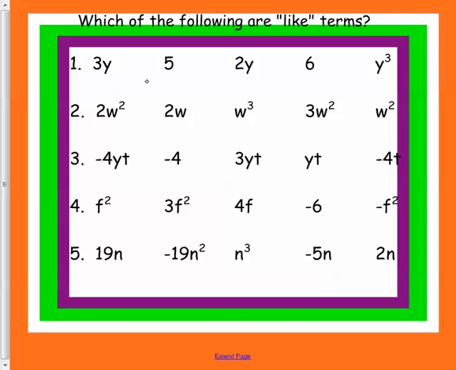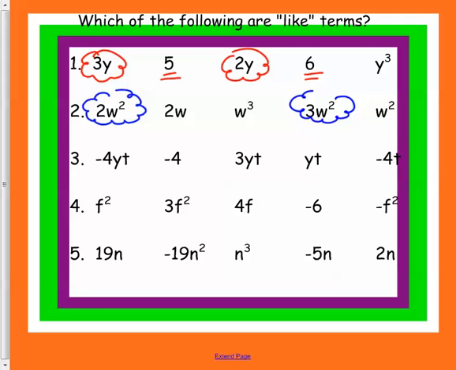So, which of the following are like terms? If we look at the first row, the 3y goes along with the 2y. The 5 goes along with the 6, and this poor y cubed stays alone. If we look here, the 2w squared goes with the 3w squared and just with the w squared. He's just 1w. These two guys stand alone. So, these would be like terms of one another.